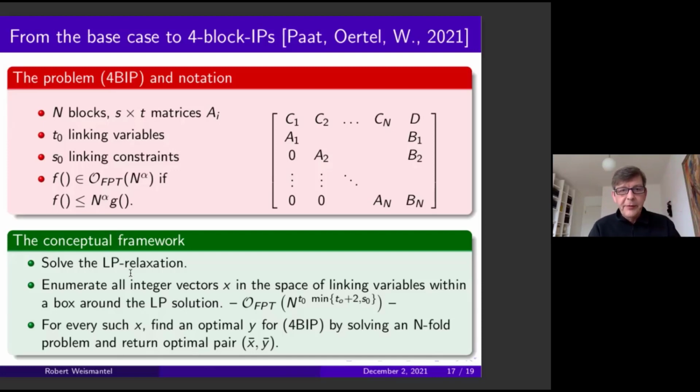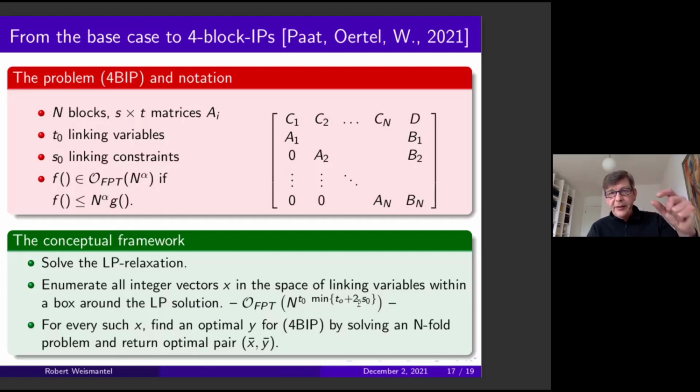Again, relaxation-based. Solve the LP relaxation. So now enumerate all integer vectors x in the space of the linking variables. So we said we have T0 many linking variables, and I claim we can now search within a small box, and the small box is really the number of integer points with a box length of n to the minimum of T0 plus 2 and S0. So what is this expression? Minimum of T0 plus 2 and S0.